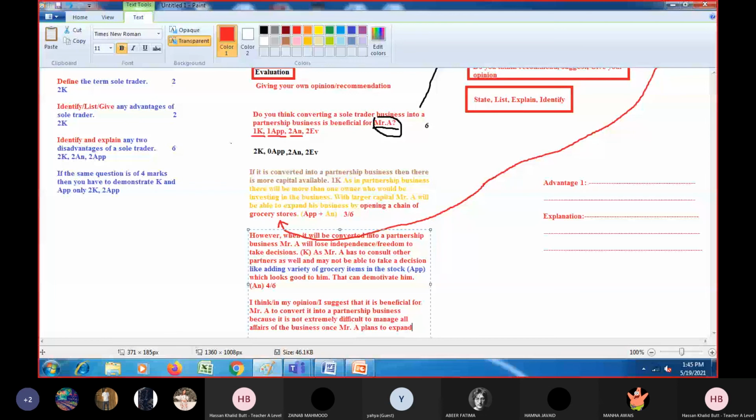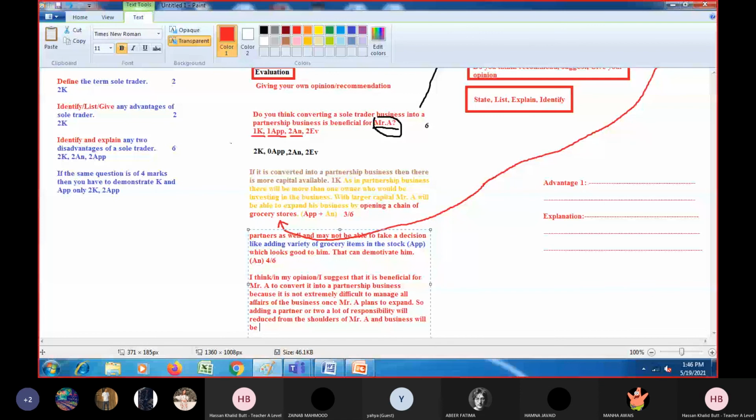So now I have given the reason, the logical reasoning or the justification of my recommendation. This is what we call evaluation. So you won't only write a line that I am in favor or I am against it or I suggest this. You have to back it up with your justification. If you don't justify, you won't get any marks for the evaluation at all. So now you will get 6 out of 6.